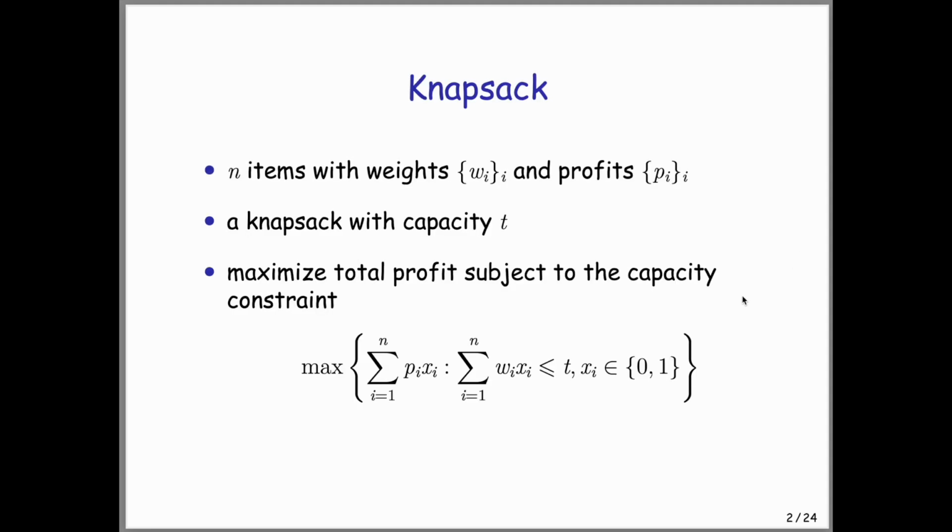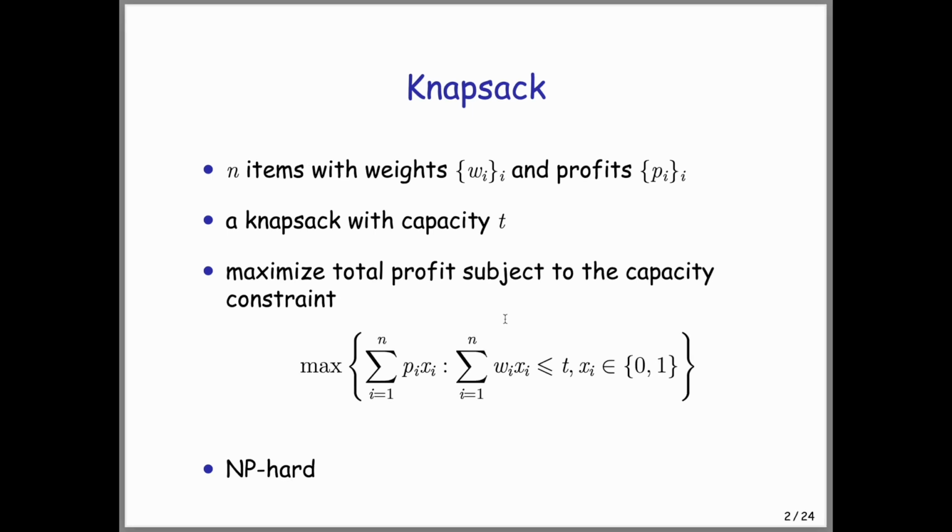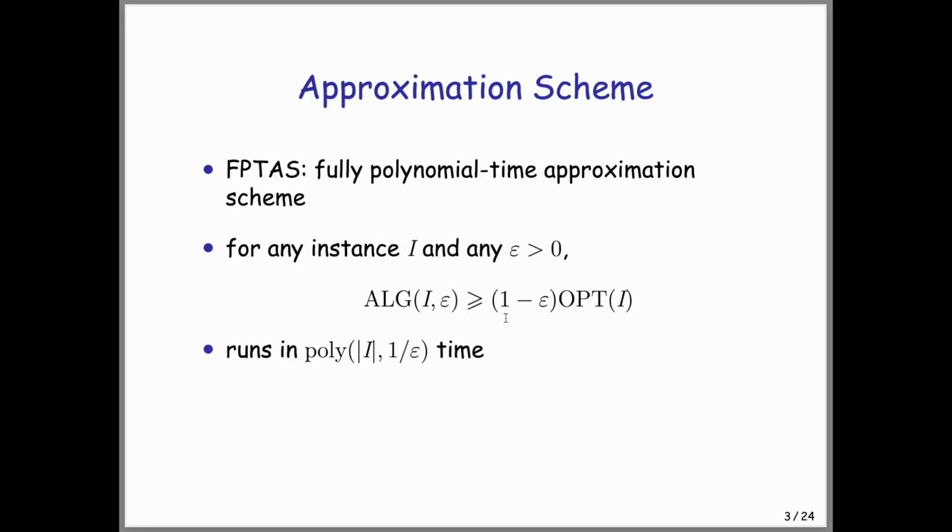In Knapsack, given items with specific weights and profits, and a knapsack with a certain capacity T, the goal is to choose items that maximize total profit without exceeding the knapsack capacity. This problem is well known to be NP-hard. In our paper, we focus on approximation schemes for solving it. Specifically, we study polynomial time approximation schemes, or PTAS.